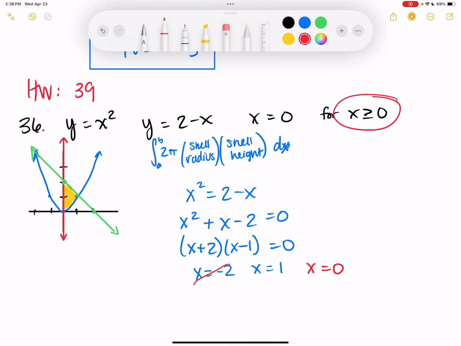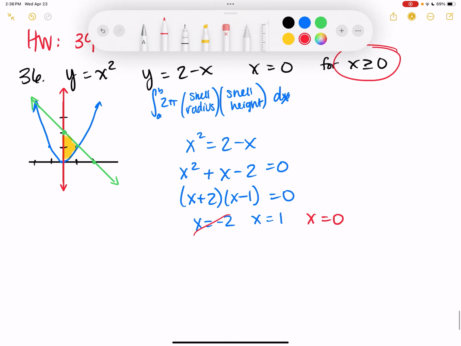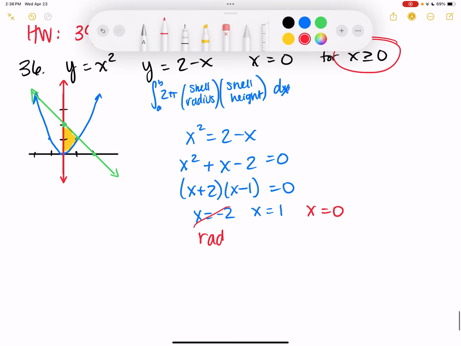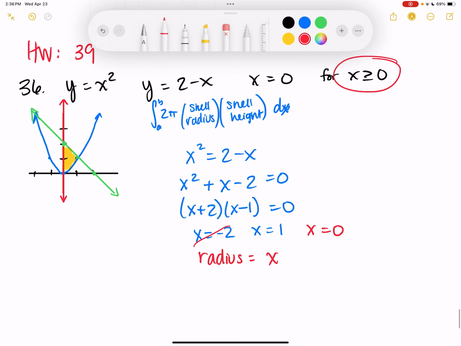So anyways, like I said, the radius is just x. Now the height is going to be top minus bottom, and I'm not using the x equals 0 because I'm using that as one of my parameters, so I'm not really looking at that. So I'm looking at the green and the blue. So the height is going to be 2 minus x and then minus x squared.